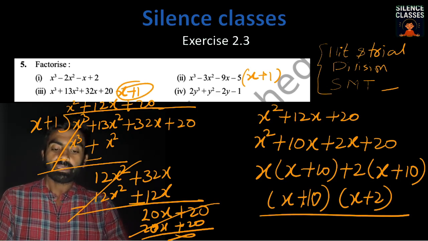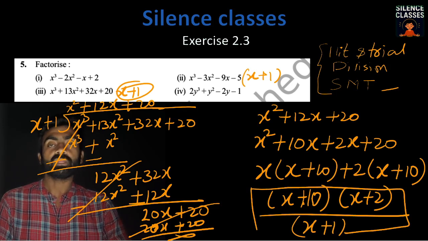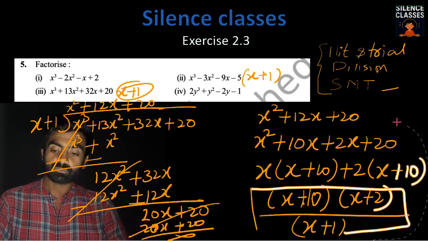So we got x plus 2, x plus 10 and x plus 1. These are the three factors of the given equation. I hope so you guys understood.